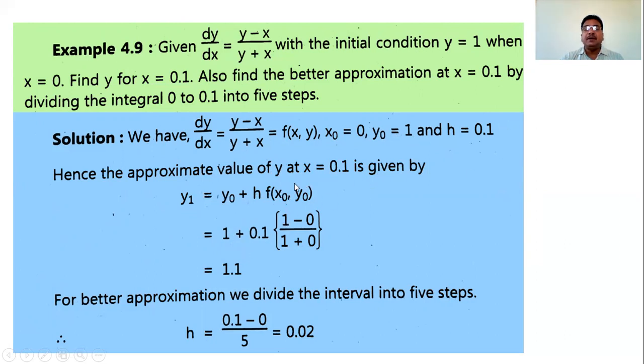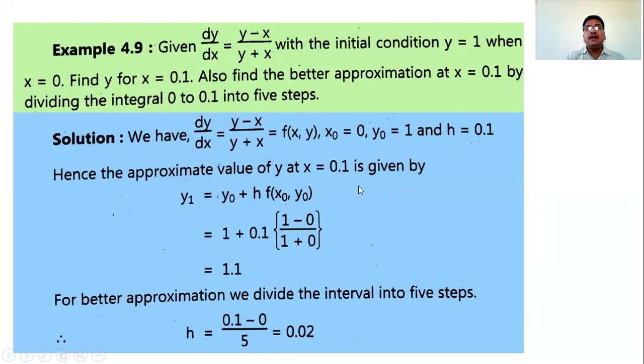1 plus 0.1 times f of x naught y naught. What is f of x naught y naught? It is y naught minus x naught divided by y naught plus x naught, where y naught is 1 and x naught is 0. That is, substitute x as 0 and y as 1. So we have 1 minus 0 over 1 plus 0, and this value is 1. So we get 1.1. This is the answer by the first method: 1.1 is the value of y at 0.1 without dividing the interval.